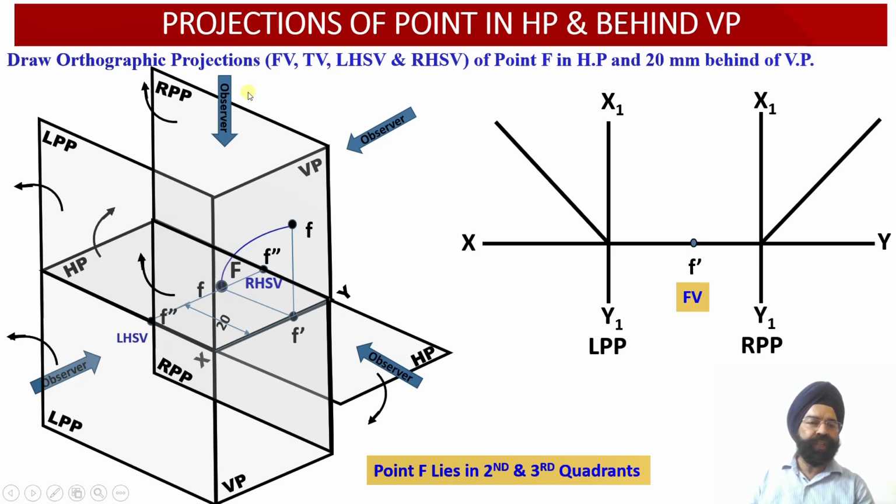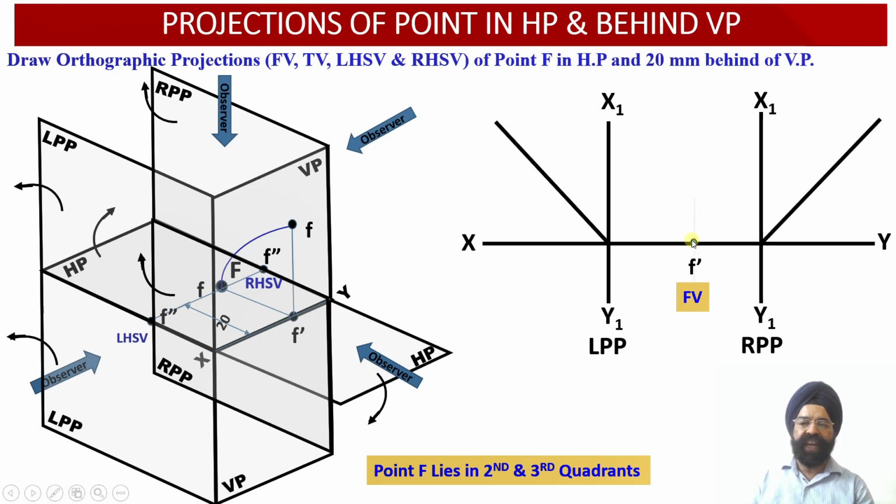Now we also know that the top view projections were obtained onto the horizontal plane at a distance of 20 millimeter behind the vertical plane. But because the front view and the top view orthographic projections were available in mutually perpendicular orientations, we had to rotate the horizontal plane in the clockwise direction. So now in the rotated view we have obtained the location of this top view point F at a distance of 20 millimeter above the XY reference line.